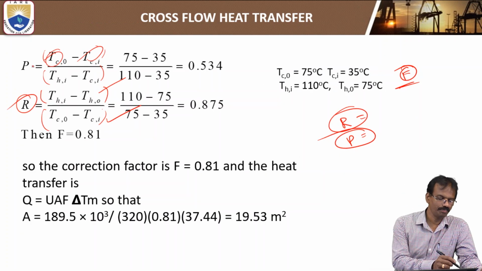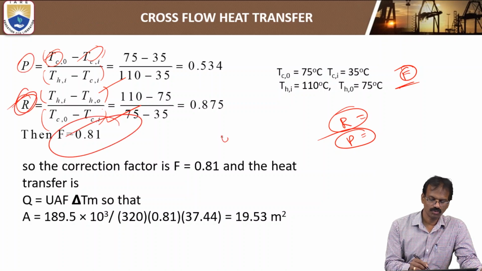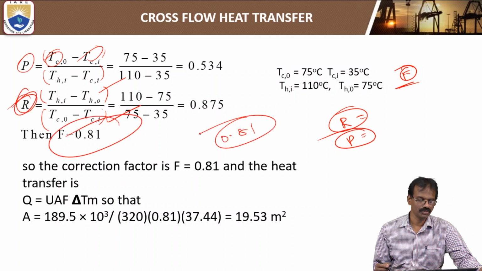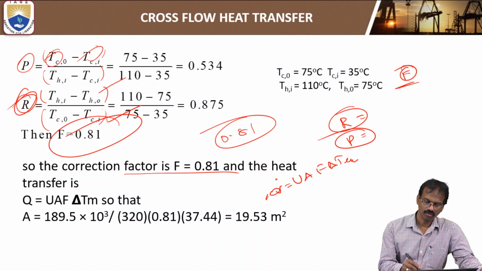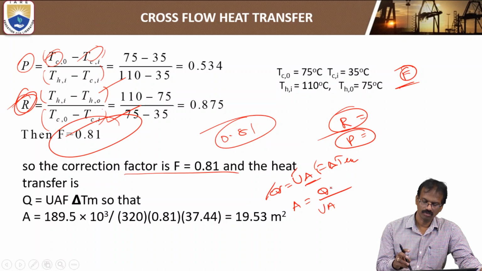Okay. So by using these P and R values, F is equal to 0.8. By using this F value, you can find out the Q. Q is equal to the rate of heat transfer, same rate of heat transfer. Q is equal to UA into F into delta TLM. You know the F value, you know the U value, and the Q value also. Everything you know. The area you have to find out. Area is equal to Q by U into F into delta TLM.